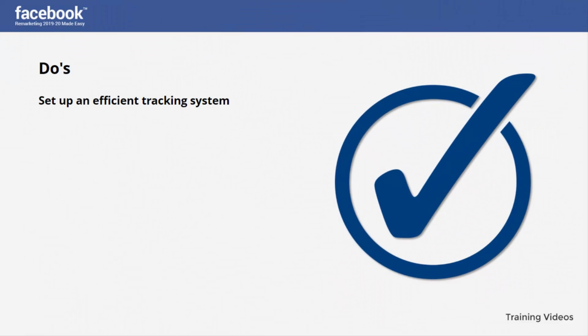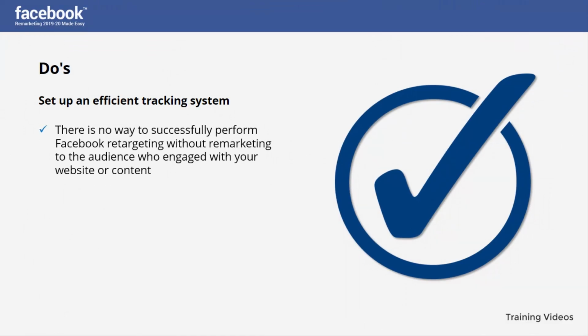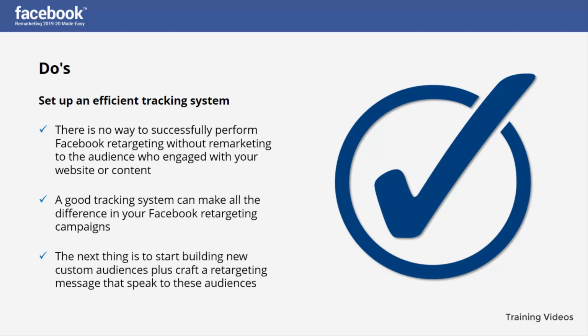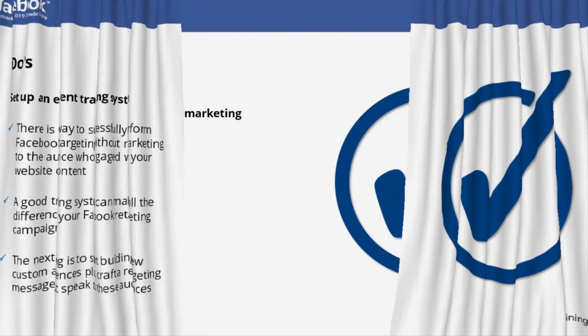Set up an efficient tracking system. There is no way to successfully perform Facebook retargeting without remarketing to the audience who engaged with your website or content. To achieve this, you will need to set up a tracking system. A good tracking system can make all the difference in your Facebook retargeting campaigns. It will help to cater to the needs of your custom audiences. To start, you'll need to configure your Facebook pixel with the tracking system already in place. The next thing is to start building new custom audiences, plus craft a retargeting message that speaks to these audiences.